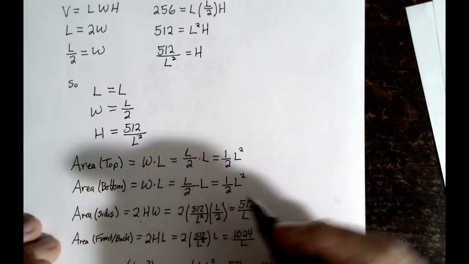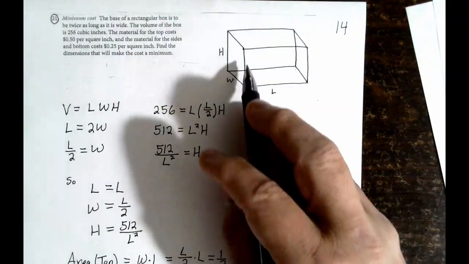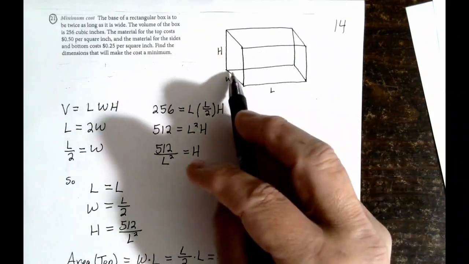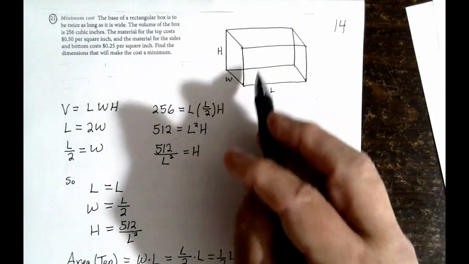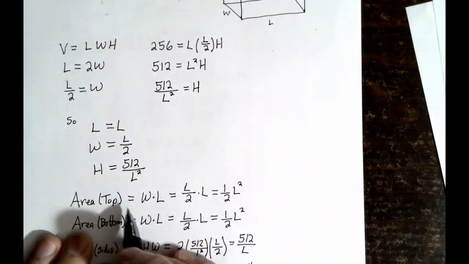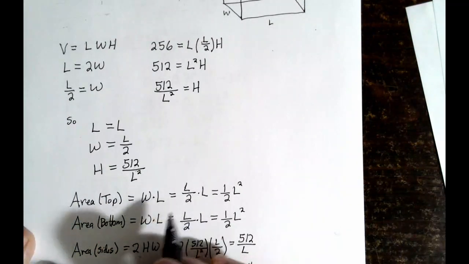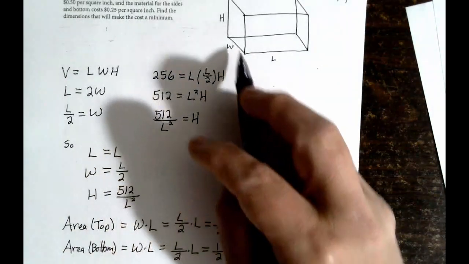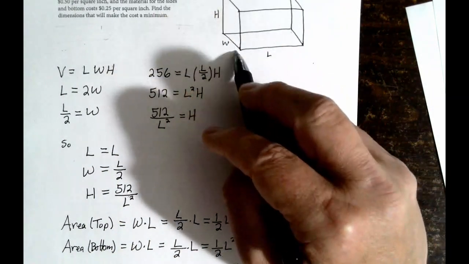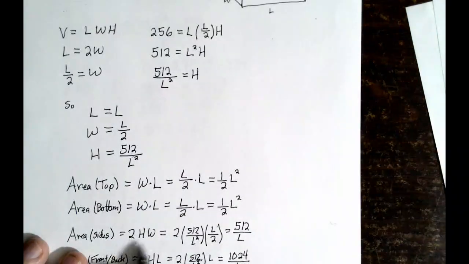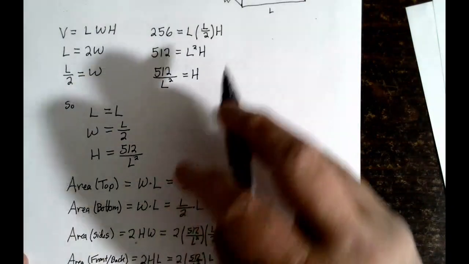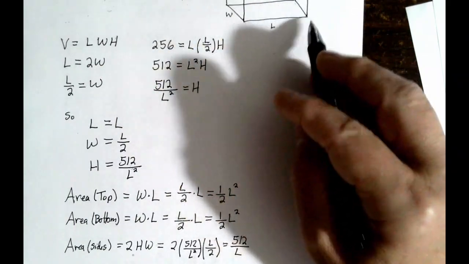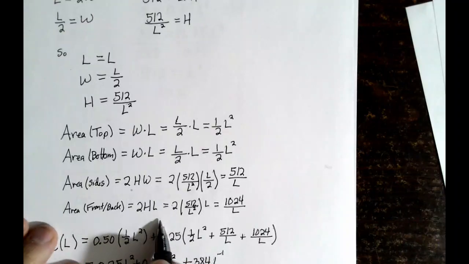Alright, so now let's look at the different sides here. You got the top, and the top has dimensions of W and L just like the bottom does. Top and the bottom are the same dimensions. So the area of the top is W times L. The area of the bottom is W times L. The area of the side, this side here is W times H, and there's 2 of them, so 2HW. And then the front and the back are H times L, and there's 2 of those, so 2HL.